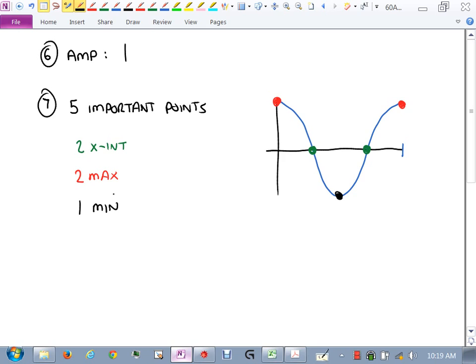Okay, we have about 20 minutes. I'm going to see how much of graphing these I can get done. So we are in 7.65.